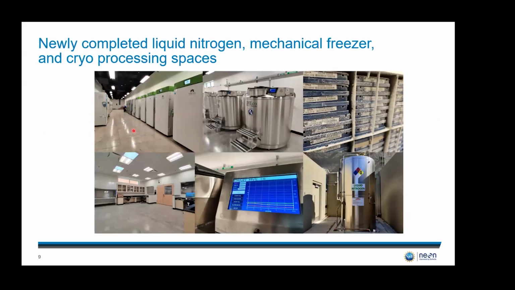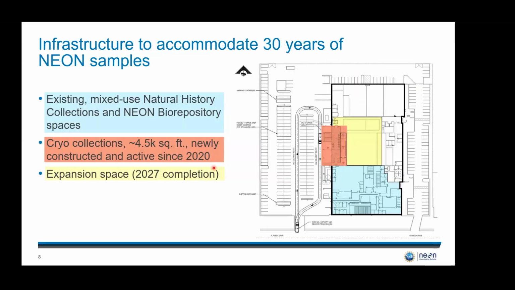We've put in those freezers, the liquid nitrogen tanks, and a processing space for incoming frozen specimens. We are currently undergoing our second renovation to expand into the second third of the building, here in yellow. This space is specifically designed to hold the next 25 years of sample collection, and it is expected to be finished in 2027. So we're really excited about this work.